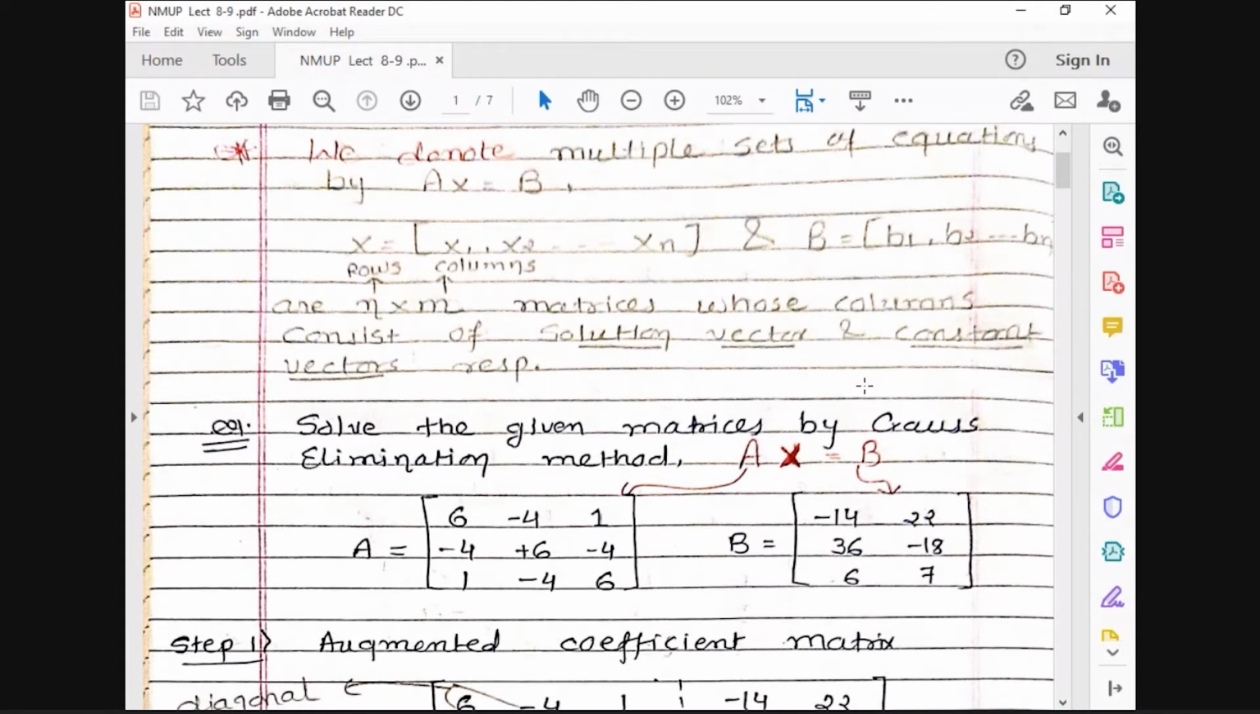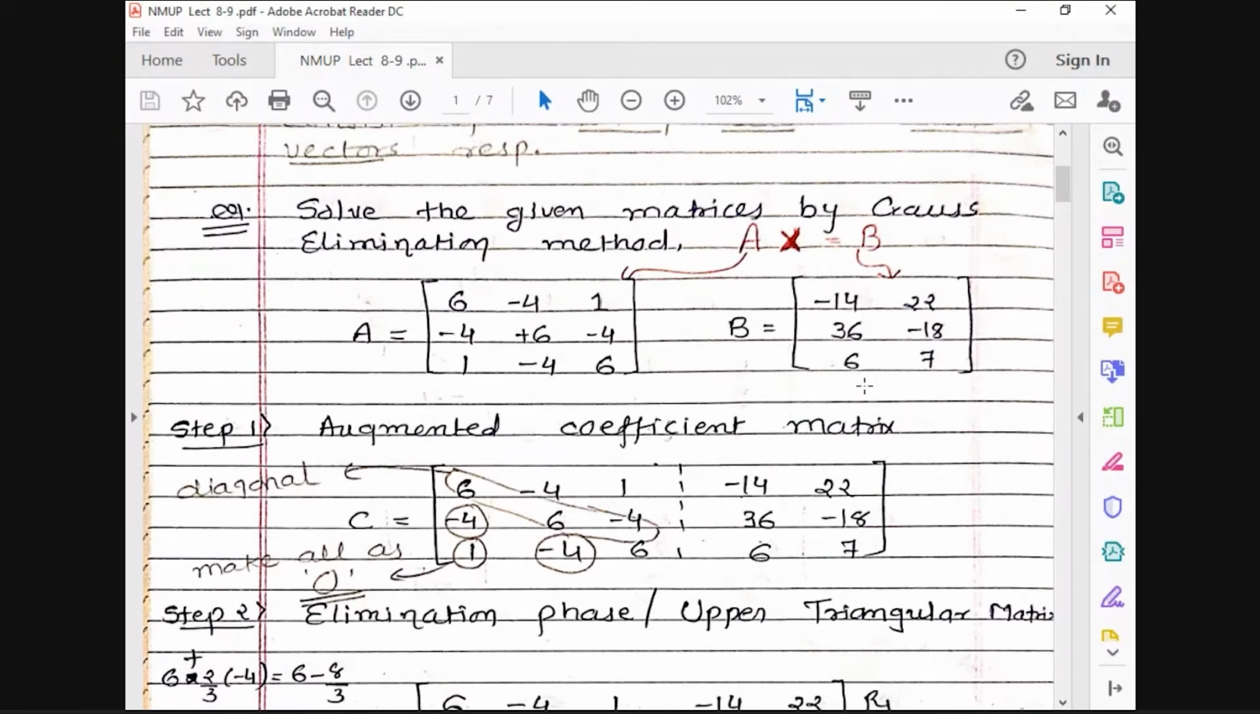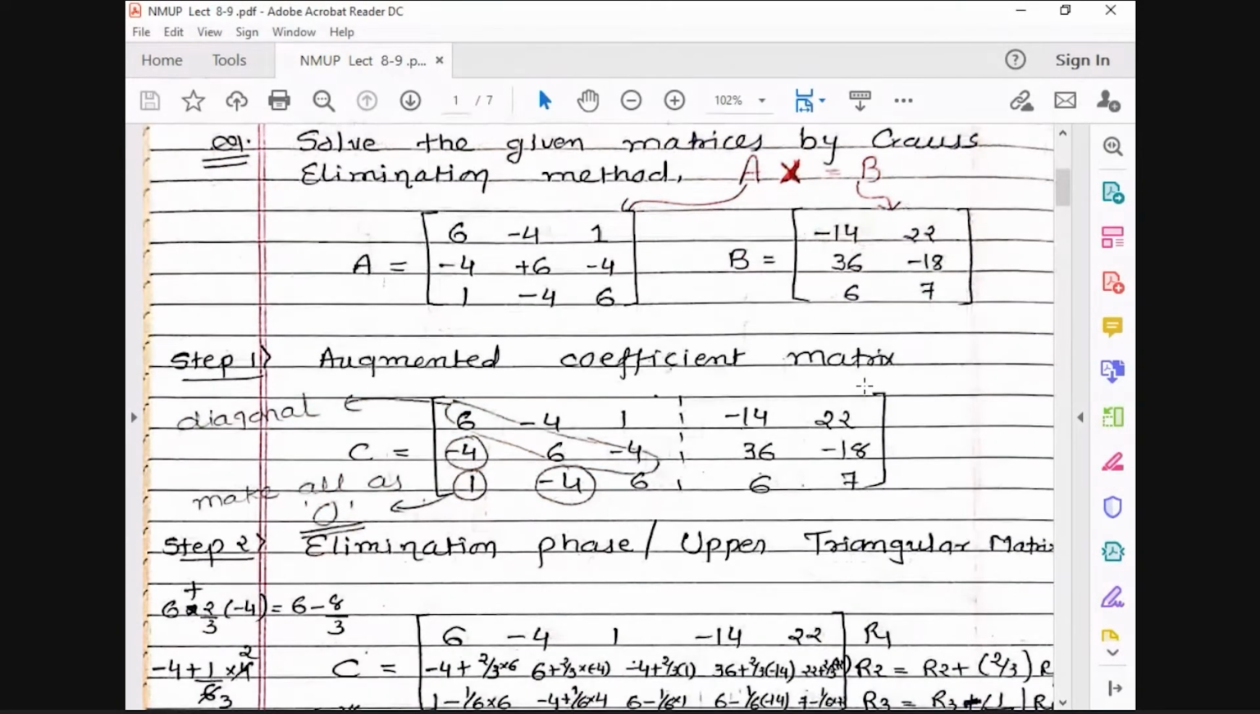Now how to solve these examples? First of all, we have to follow the same steps that we did with the Gauss elimination method, right? So first of all, prepare the augmented coefficient matrix, which is C is equal to A and B. So in that, we'll add A with B, as I have mentioned over here. Then in step 2, we'll try to convert this coefficient matrix into an upper triangular matrix, right?